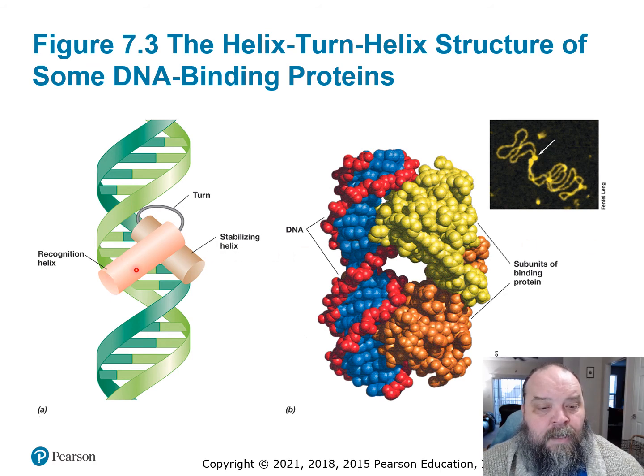So here's this alpha helix, that's what this cylinder is supposed to represent, a turn, and then another alpha helix. You can see it right here in the space-filling model. Red, blue: blue is the nitrogenous bases, red is the sugar-phosphate backbone. You can see here minor groove, major groove, and it allows for it to insert. One is for specific sequence, the other is for stabilization.